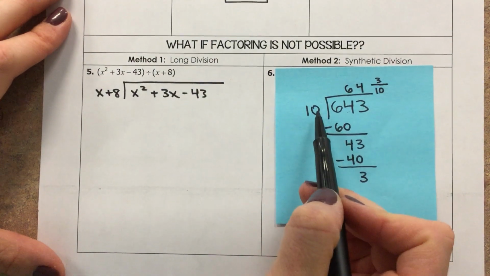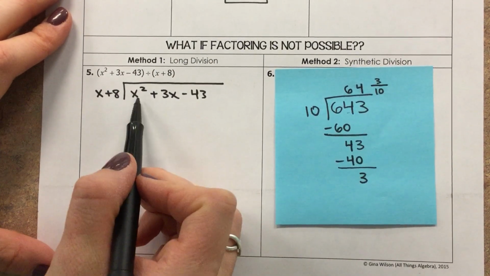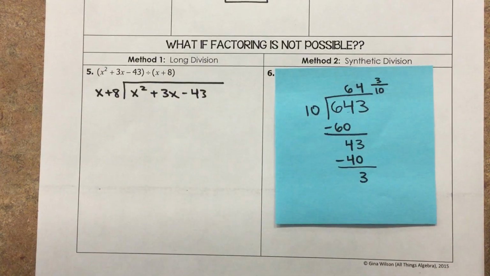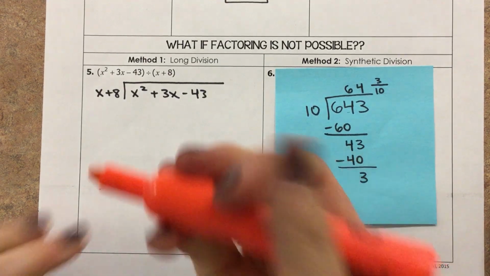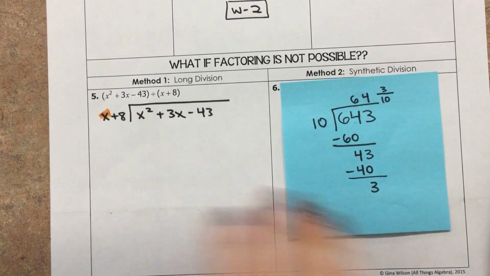So this, we tried to divide 10 into 64. Here, we're gonna try to divide this into x squared. And the thing that's important, and the thing that mixes people up a little bit, is you don't wanna use the whole x plus 8. You kinda just wanna use the x right here. Okay, so we're just using the x.